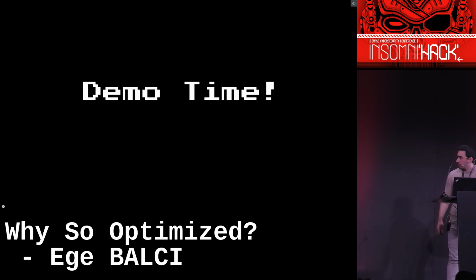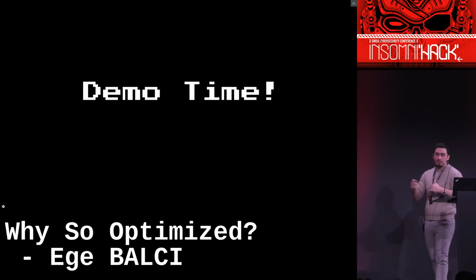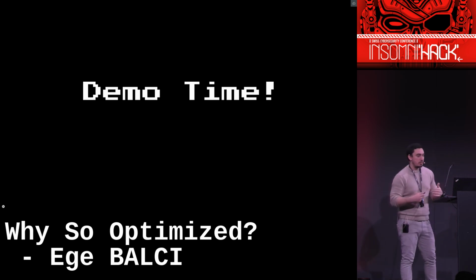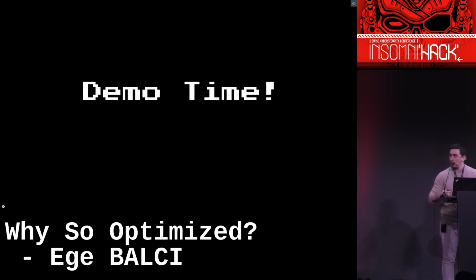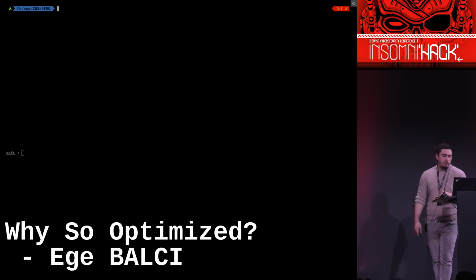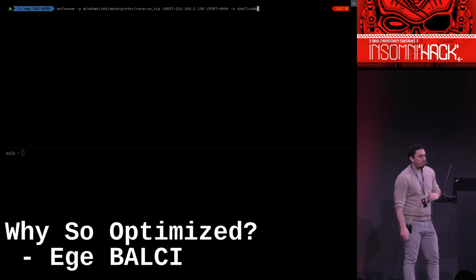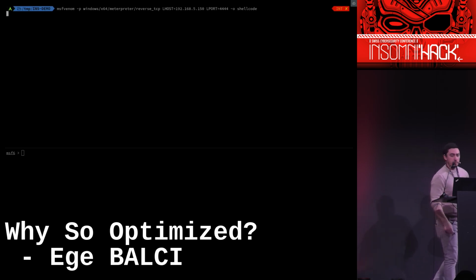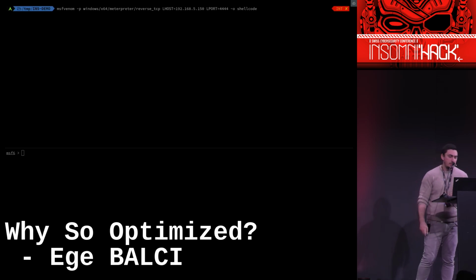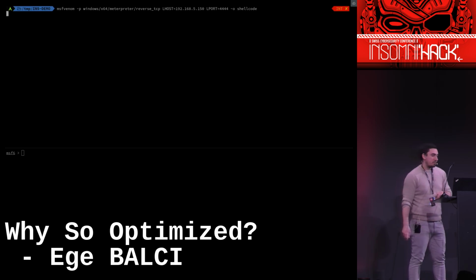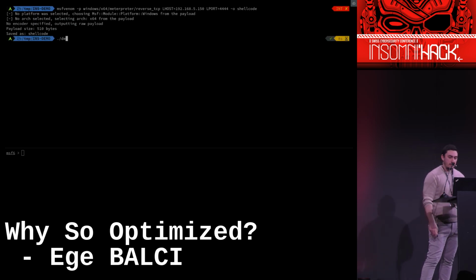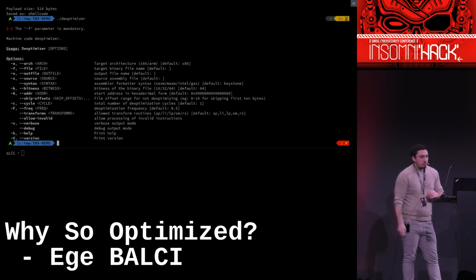So at this point, I have successfully implemented the optimizer. It's currently operational. In this demo, I will show you a simple scenario. So here we are creating a very generic Meterpreter reverse TCP shellcode from Metasploit. And we will be de-optimizing it using the tool.